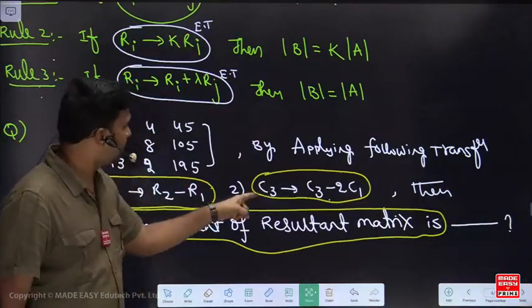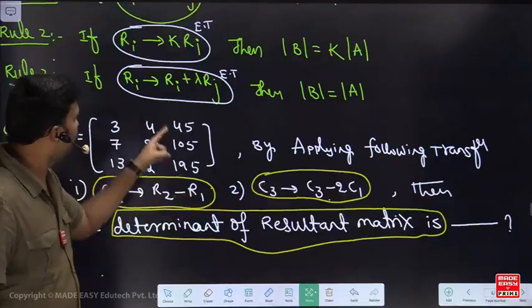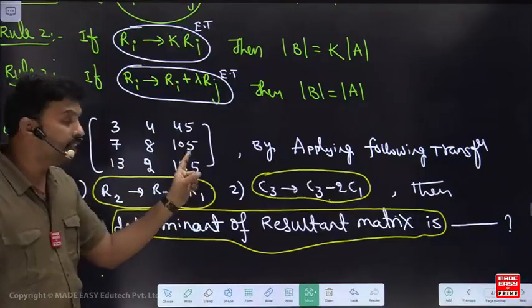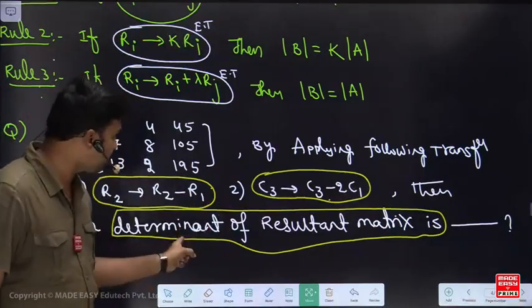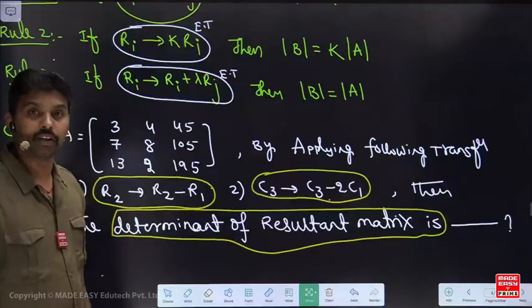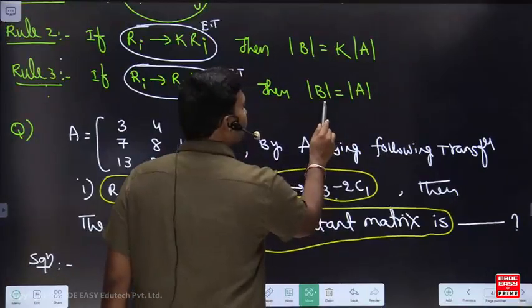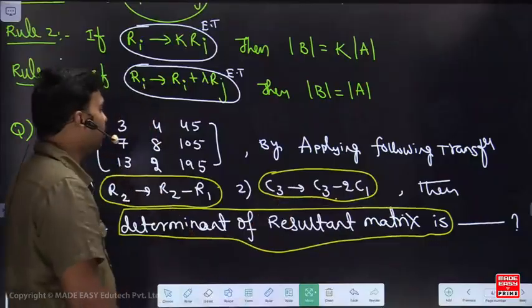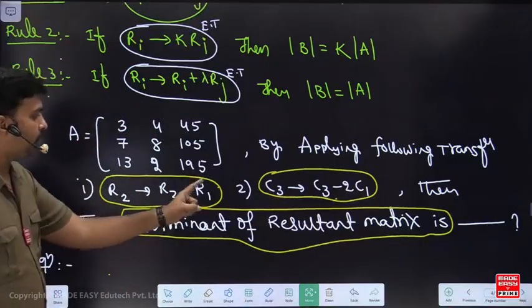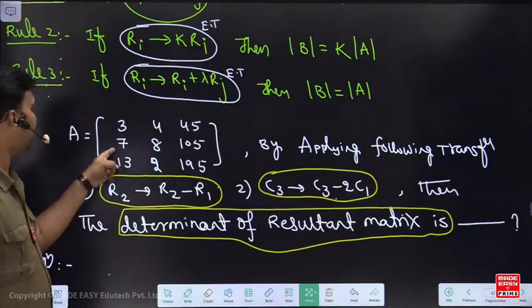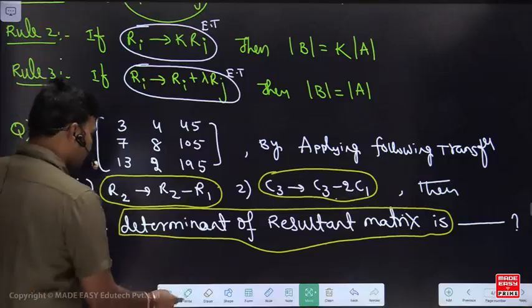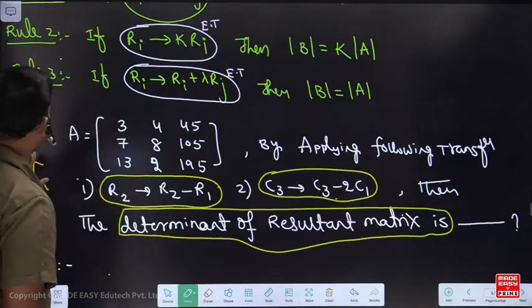this is rule 3. Okay, both are of rule 3, so will there be any change in the determinant of this resultant matrix? No, there won't be any change in the determinant of the matrix here. So therefore, the determinant of the resultant matrix is given by the determinant of A. So I will just write it in this way, my dear.